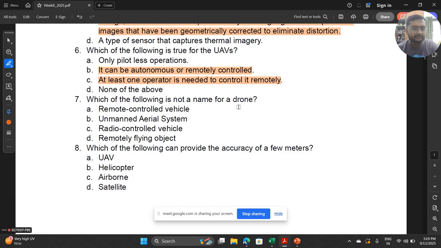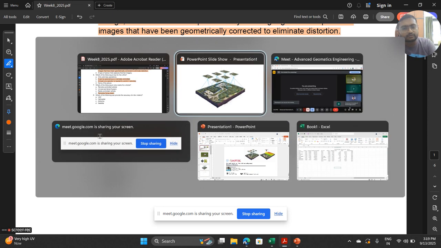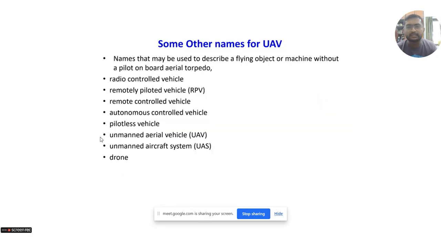So here the answer is remotely flying object, not radio controlled, because how we connect to the drone is through radio controlled signals. If you see the PPTs, there are multiple names for UAVs written: radio controlled vehicle, remotely piloted vehicle, remote controlled vehicle, autonomous controlled vehicle, pilotless vehicle, unmanned aerial system, aircraft system, and drone. Any flying object or machine without a pilot can be referred to by any of these names.